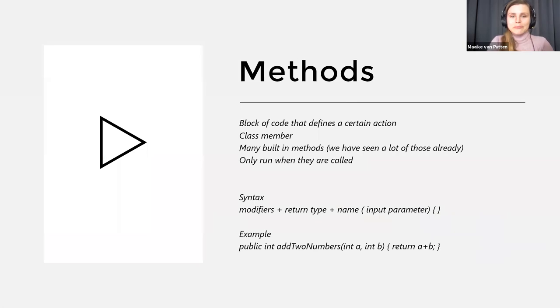So methods, they're really blocks of code that define some sort of action. They're a class member too. So they belong to some sort of instance or to some sort of class. We'll see the difference between that later. And we've actually been using so many methods already because there are quite some built-in methods. For example, the print line statement we're using all the time, that's a method. Or the main, that's on top of every application we want to run, that's a method too. And on the string class, all these methods, those are all methods.